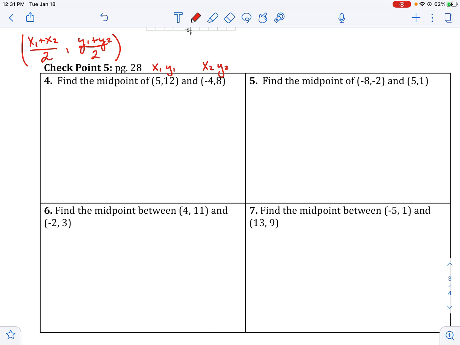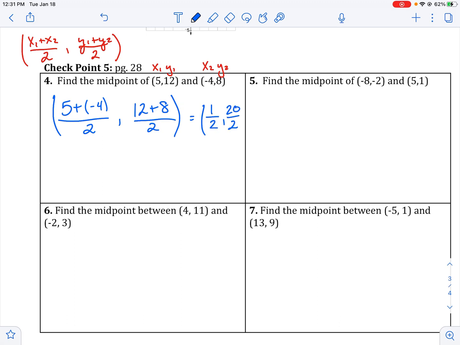So here, to find my x's, let's add the x's. 5 plus a -4, and I'll divide by 2. And then I need to add the y's. 12 plus 8, and divide by 2. And if I simplify that, I would get 1 over 2 and 20 over 2. And I could simplify that even farther. You could do a decimal or you could leave it as a fraction. Either way is fine.